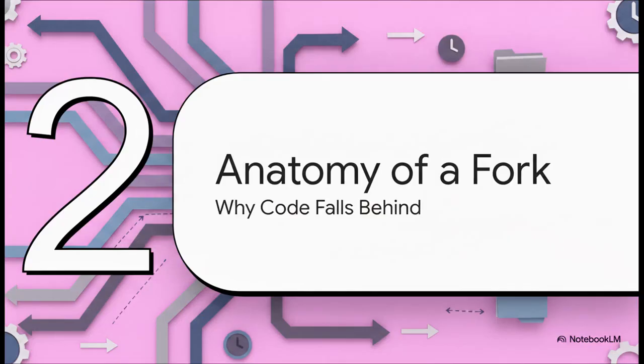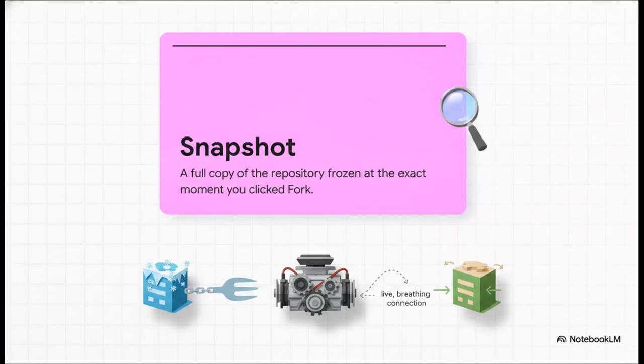To find that fix, we go to Section 2, Anatomy of a Fork, Why Your Code Falls Behind. So we need to look under the hood at what a fork actually is. Because when you fork a repository on GitHub, you're not creating a live, breathing engine connected to the original project. You're creating a snapshot. Think of it like a block of ice. It's a full copy of the repository sitting under your own account, but it's completely frozen at the exact moment you clicked that fork button.